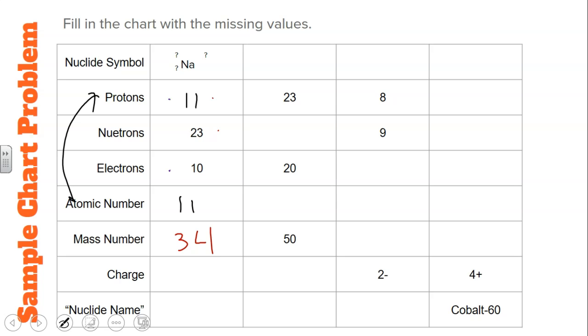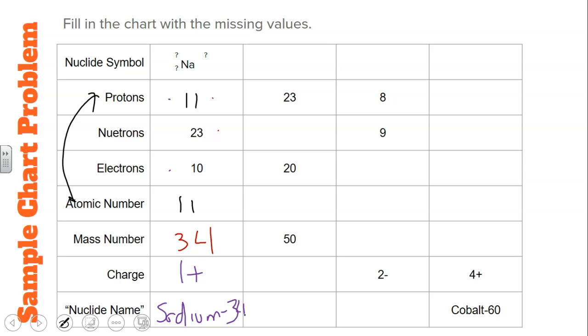So we compare and we see that there's 1 more proton, so that's a 1 plus. And then we give it the nuclide name, and so this is going to be sodium-34. Okay, we probably also need to finish the nuclide symbol, and this may be the first nuclide symbol that we have done through this whole series.